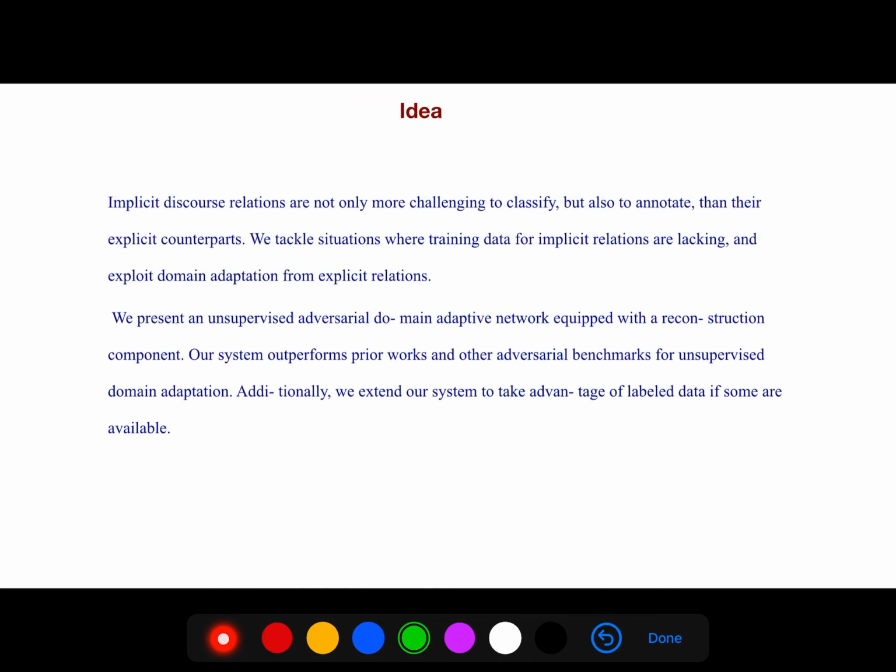So implicit discourse relations are not only more challenging to classify, but also to annotate than their explicit counterparts. We tackle situations where training data for implicit relations are lacking and exploit domain adaptation from explicit relations, because some relations have very rare training data. We present an unsupervised adversarial approach. For example, if you have many training data, then you have rich data, but you have a scarcity in your target. So that is a good way to define the target and the source domains.